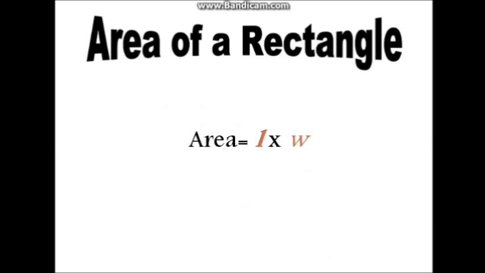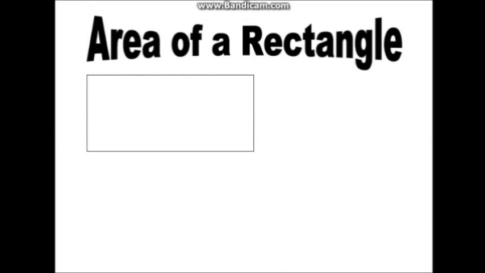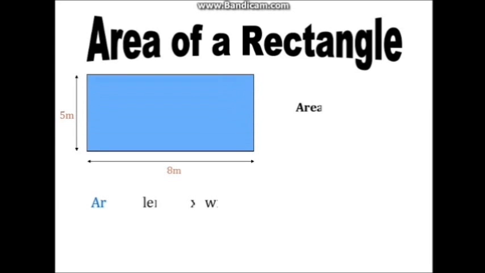Let's say you have a rectangle with a length of 8 meters and a width of 5 meters. So to find the area of the rectangle, the formula will be length times width.